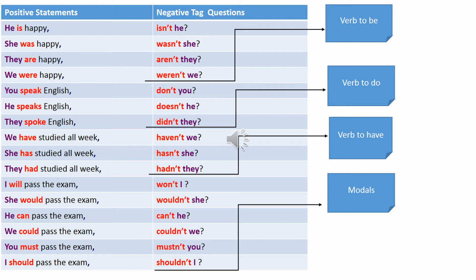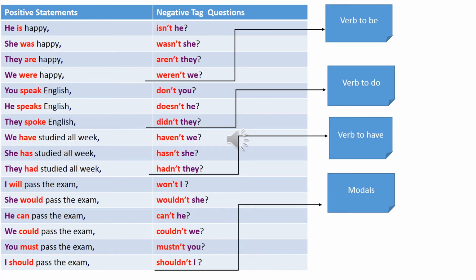She has studied all week. Hasn't she? And this sentence again is in present perfect. She has. We have has here because she is singular. She has studied, verb 3. She has studied all week. Hasn't she?